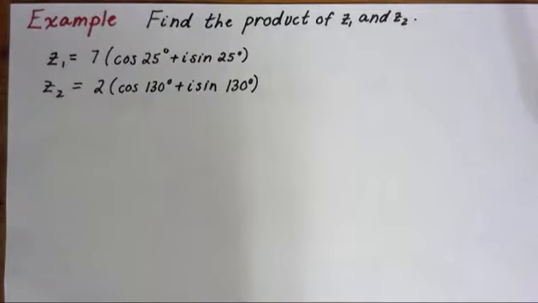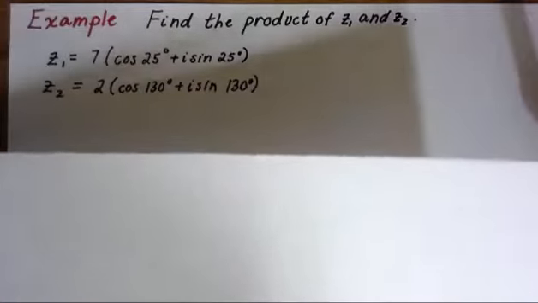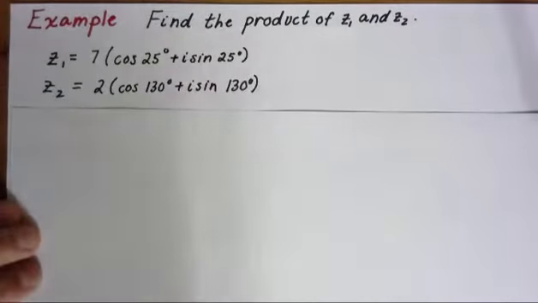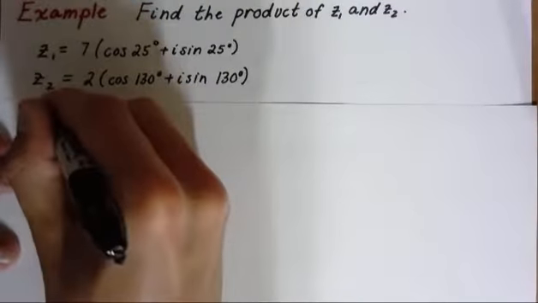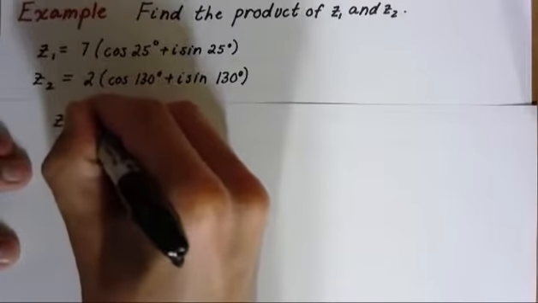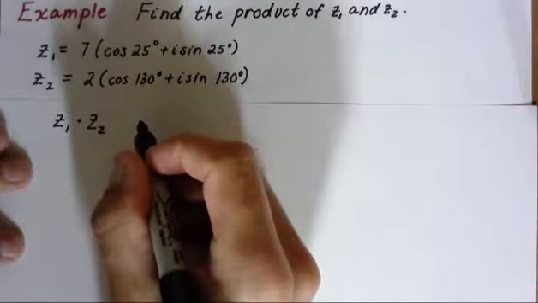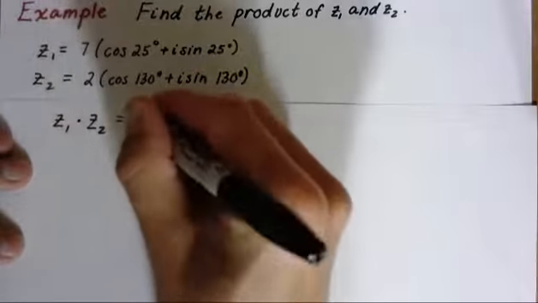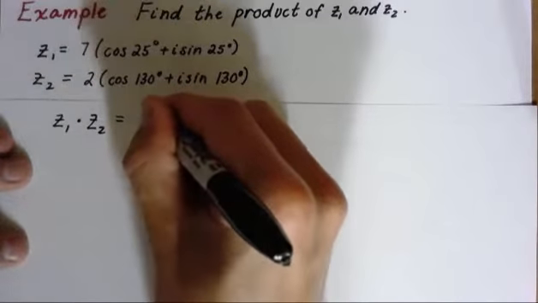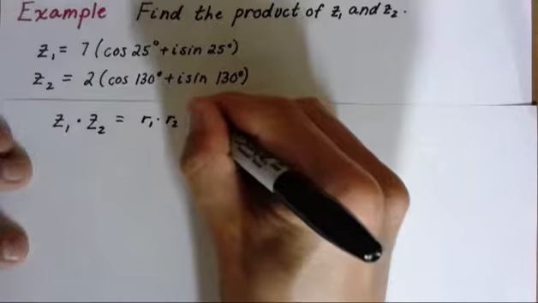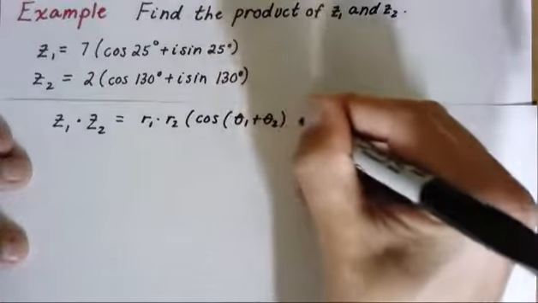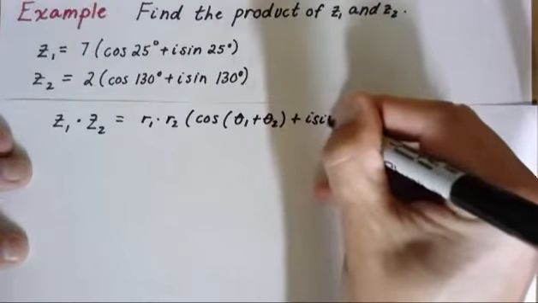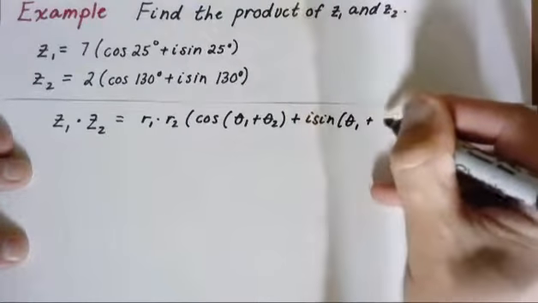So we want to find the product of z1 and z2 here. In the first example, I'm going to leave it in polar form, and then the second example will show you how to write something in standard form. So here's the idea. If we want z1 times z2, from the definition before, let's rewrite that: it's r1 times r2, and then you take the cosine of theta 1 plus theta 2, plus i sine of theta 1 plus theta 2.